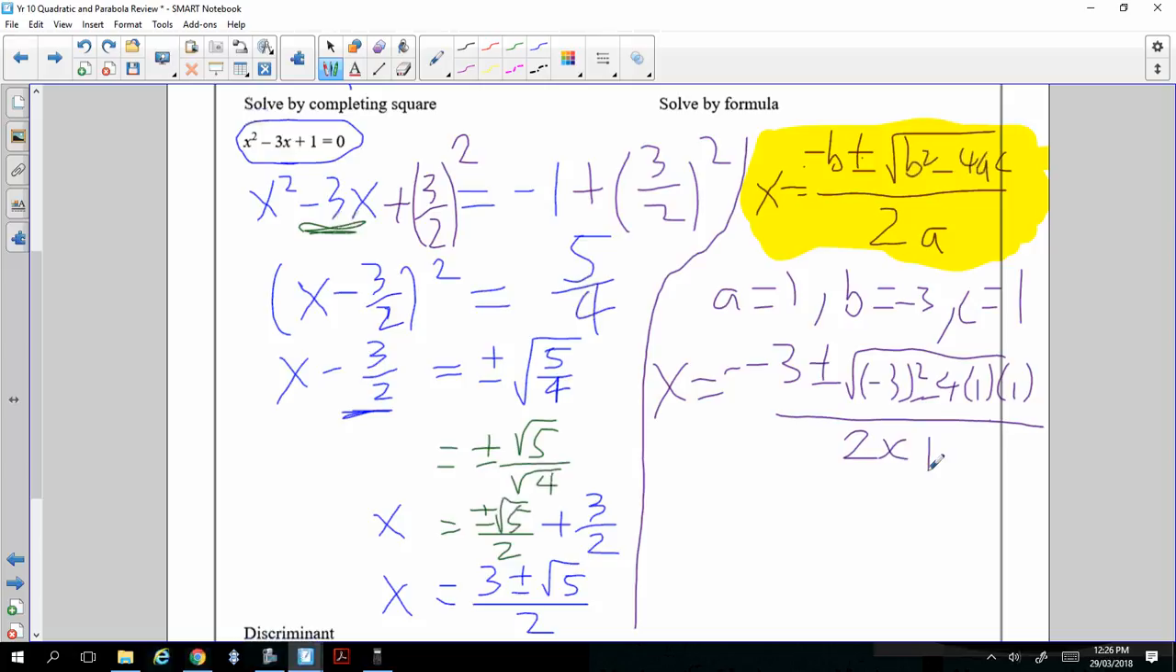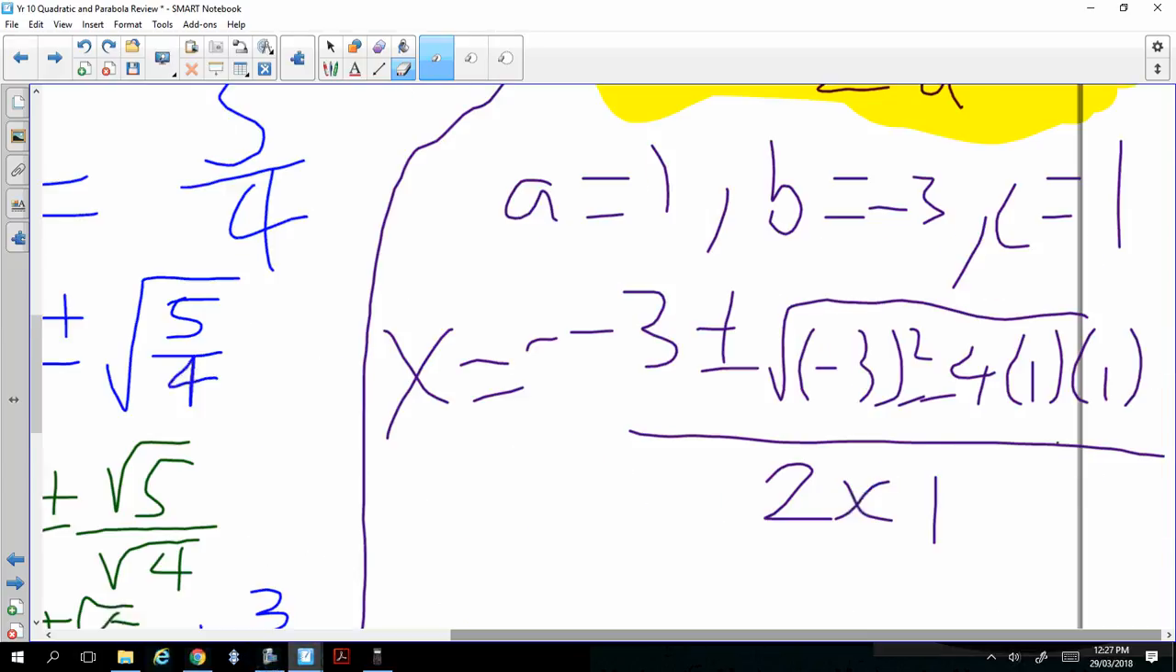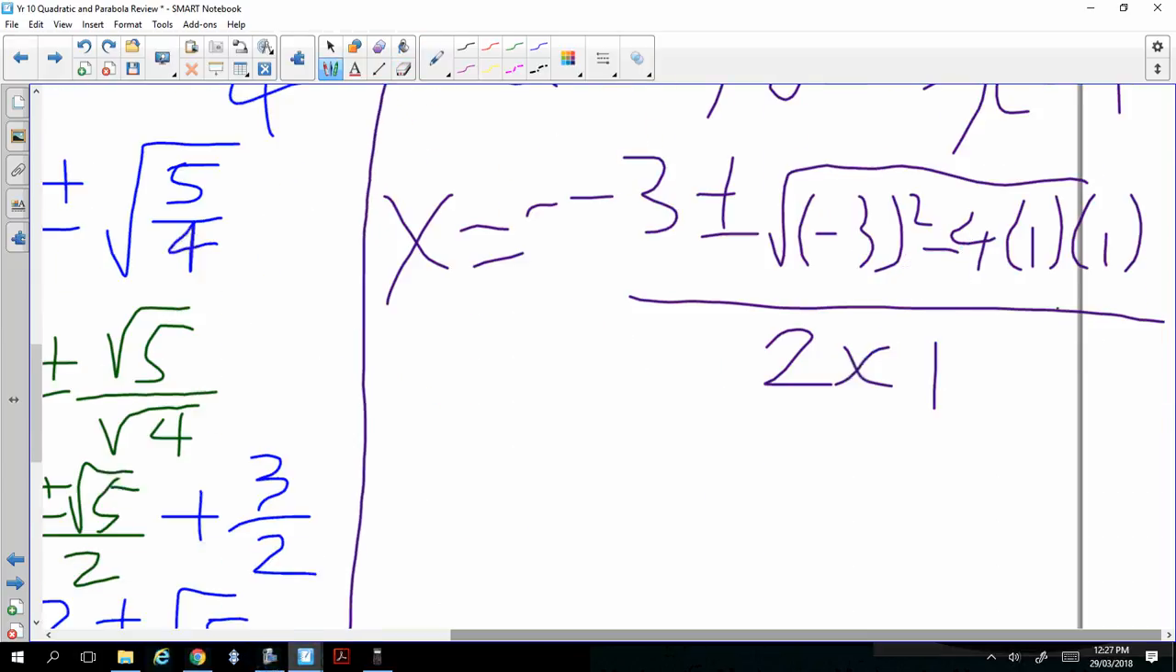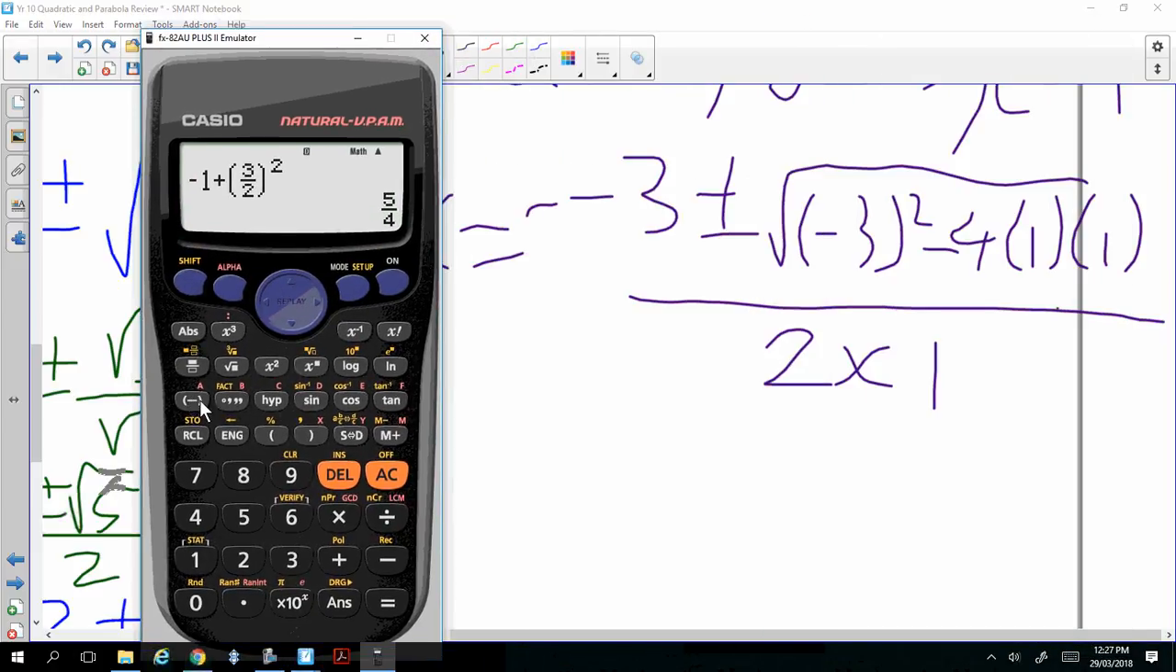And then what do we do after this? You should simplify it without putting everything on your calculator. So make sure you type this in on your calculator separately. So you do bracket, -3, and then square, but put a bracket around it. Minus 4ac, 4 times 1 times 1. You get 5. So you have to write square root of 5, because it's going to be a decimal if you just put in the square root. So 3 plus or minus.